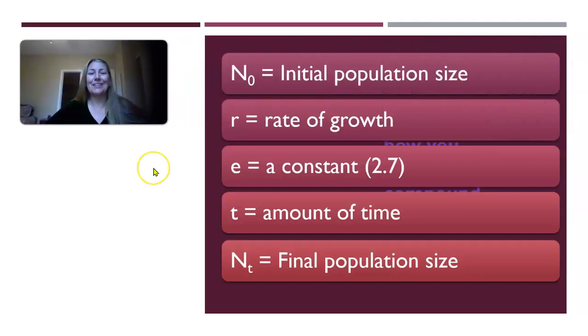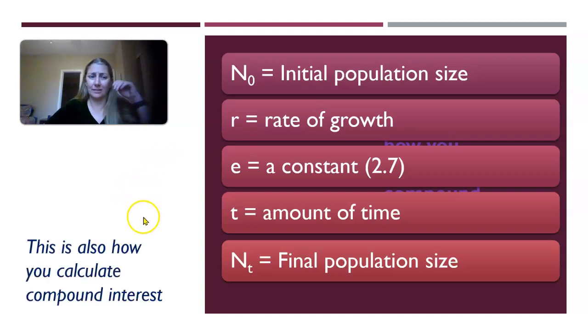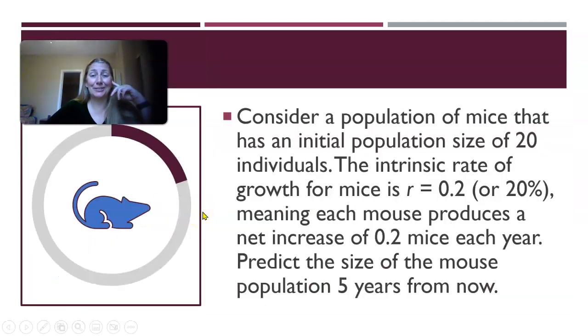So N sub 0 is the time of 0, the beginning population size. R is the growth rate. E is a constant. Technically it's 2.7. Time is t, and N sub t is your final population size. Again, like I said, this is how you can calculate interest as well. So let's do some practice calculations here. Take out your calculators, because you are going to need to know how to do this.